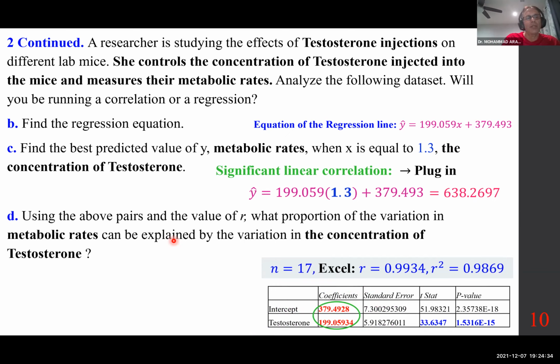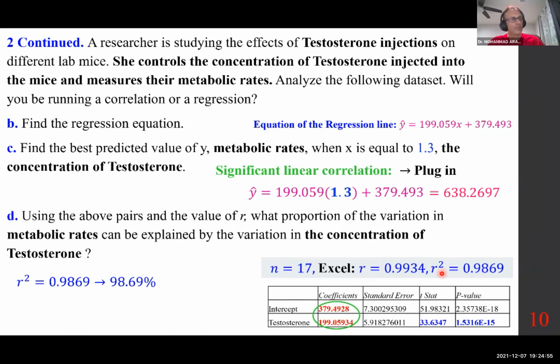The last part of the question, using the above pairs and the value of R, what proportion of the variation in metabolic rates can be explained by the variation in the concentration of testosterone? In general, it's always R squared. If R is given, you square it. Sometimes they give you both. The technology gives you both. So simply put, the answer to the question is the value of R squared. 98.69% of the variation in metabolic rates can be explained by the variation in the concentration of the testosterone.